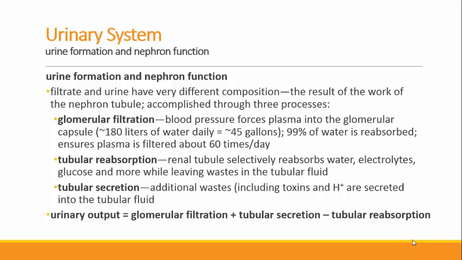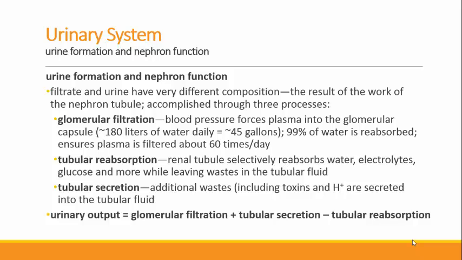All right, so the material that gets squeezed out of the blood into the glomerular capsule and the material, the urine that we pee, have very different composition. And that is all the result of the work of the nephron tubule. All of the plasma that gets filtered out of the blood is really different than the urine that we produce. It's because of the work of the nephron tubule that we see big differences there.